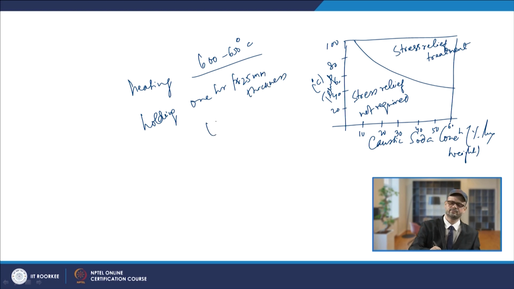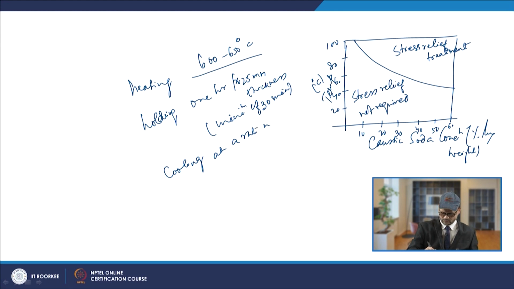So, a minimum of 30 minutes you have to keep for whatever thickness it be, even if it is less. And then you have to do the cooling, at a rate not more than 300 degrees C per hour. If you provide this kind of treatment, then the material will not be subjected to stress corrosion cracking, even if it is used in a corrosive environment.